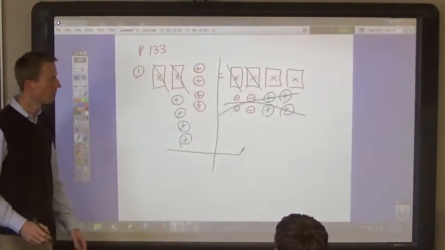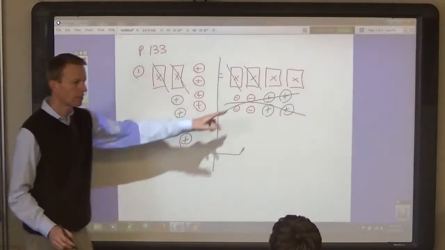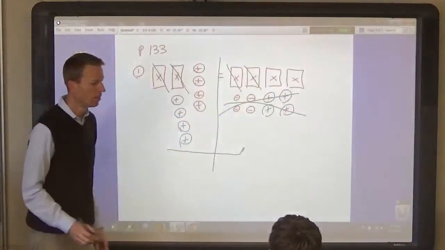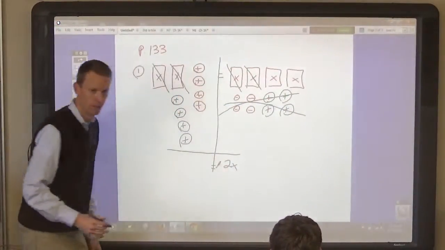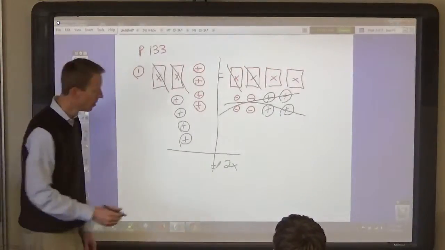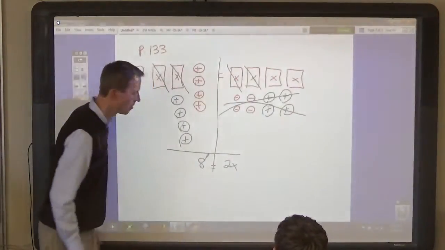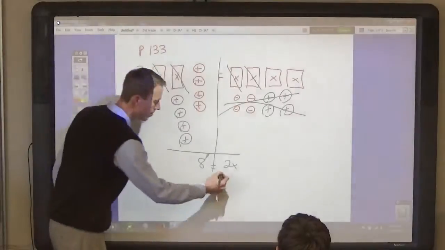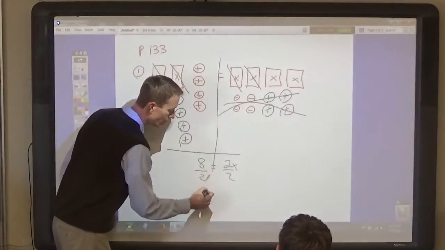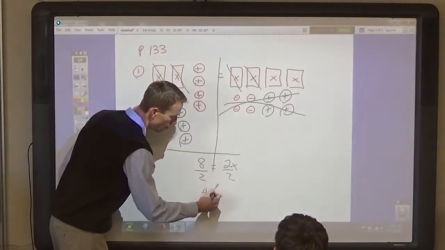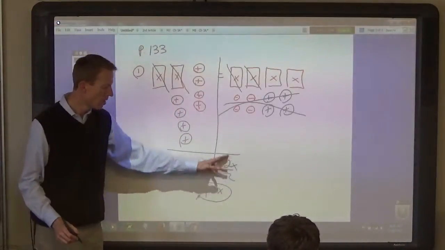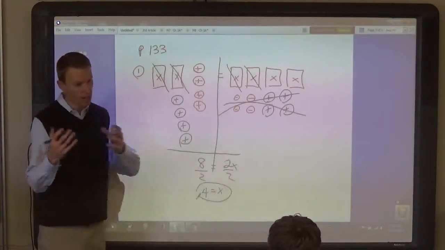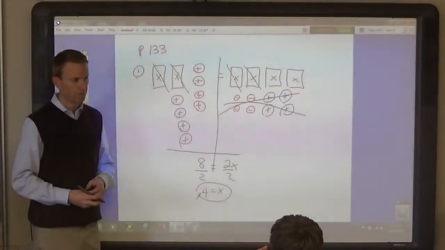So what do we have left? What's left on this side? 2x equals 8. Divide by 2. 4 equals x. Yep. Keep the numbers and the variables on the sides that they're on. Okay?